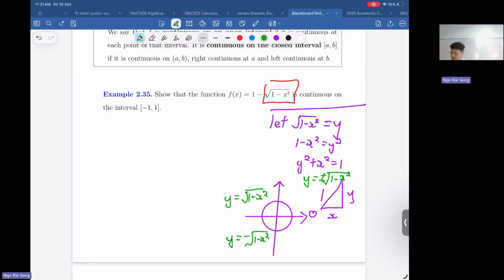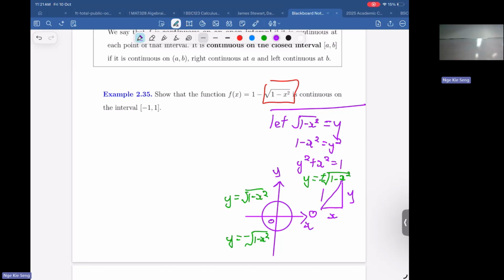From this picture, can you see where is positive, where is negative? Where's your y? Y axis is here. X axis is here. Where is positive? Where is negative? Anything above y equals 0 is positive. Anything below y equals 0 is negative. So in our case, we will pick the upper semicircle.